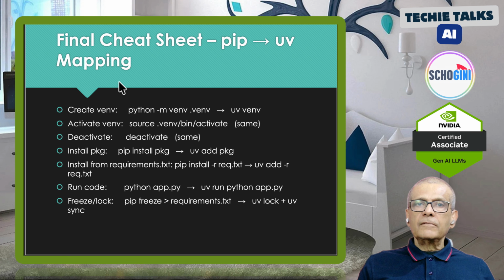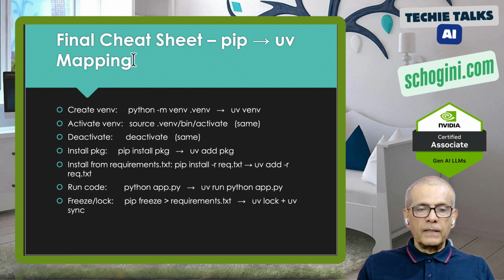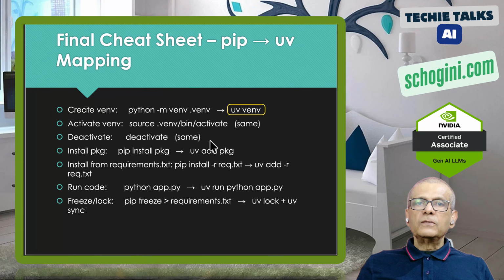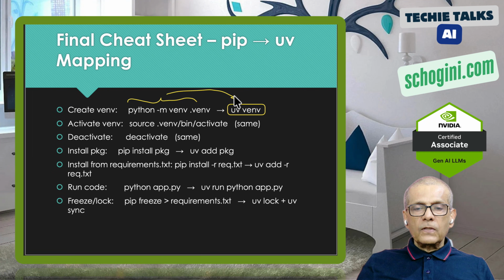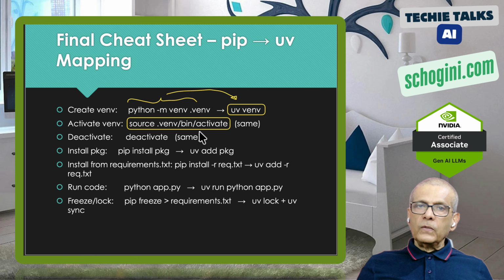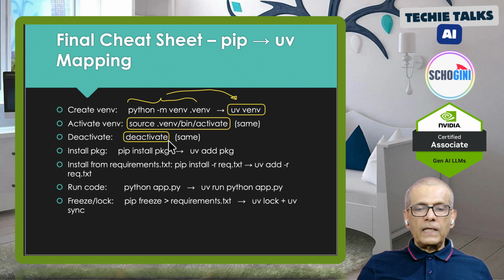And finally, we have a cheat sheet. That is all you need to remember. uv venv. So instead of this long command, python -m venv, we can just use uv venv. Activation is the same for Python and uv. Deactivation also is the same, Python environment and uv based environment.